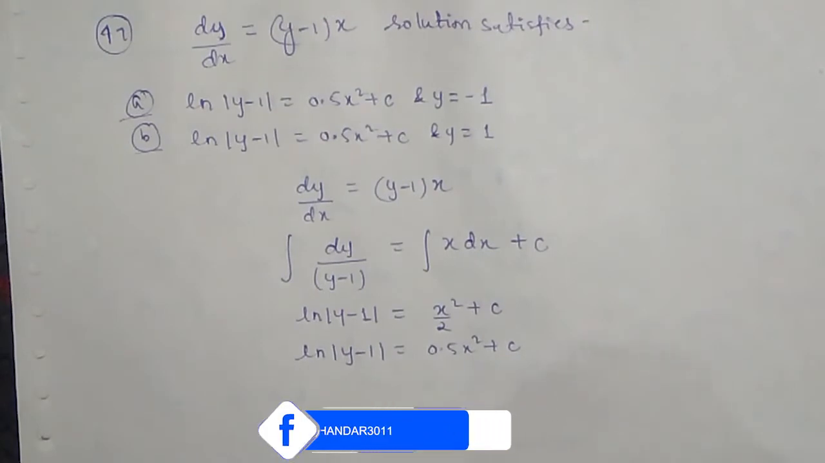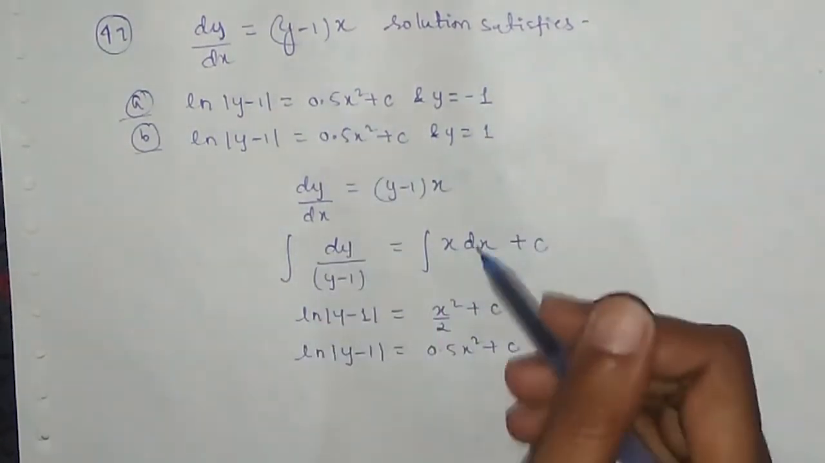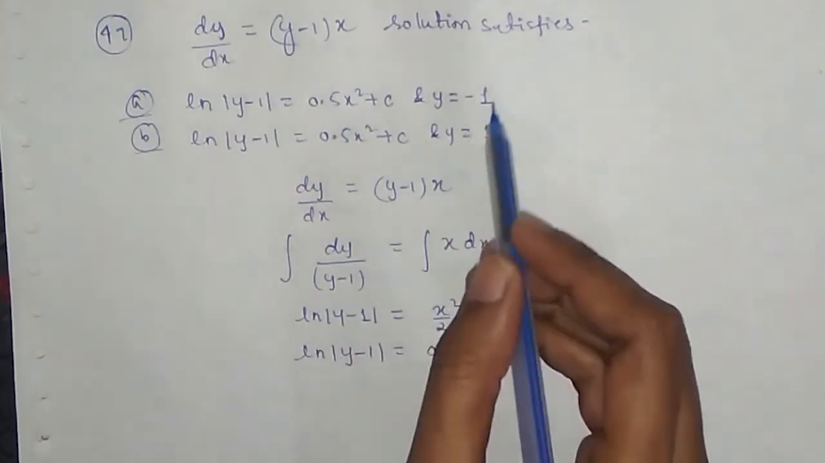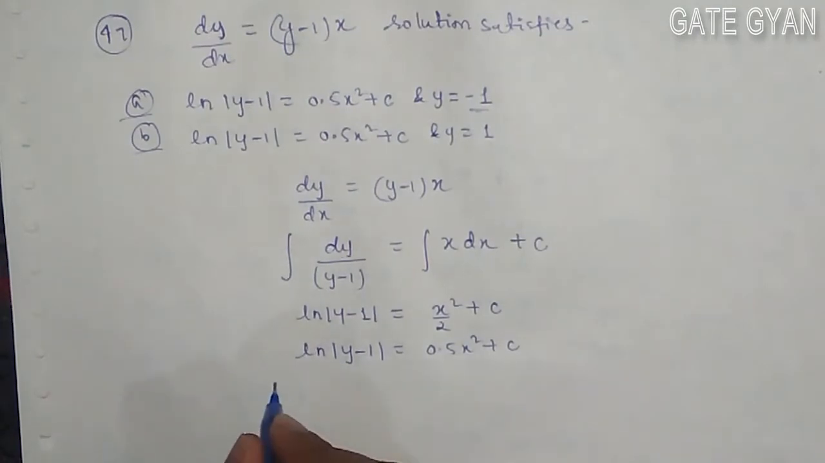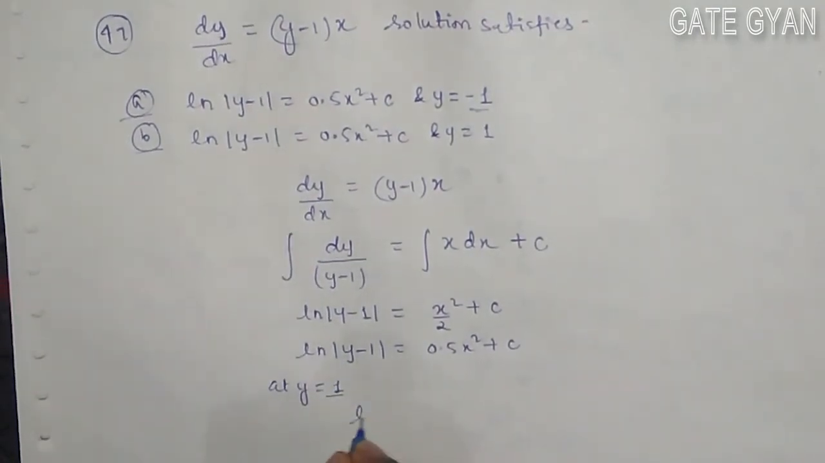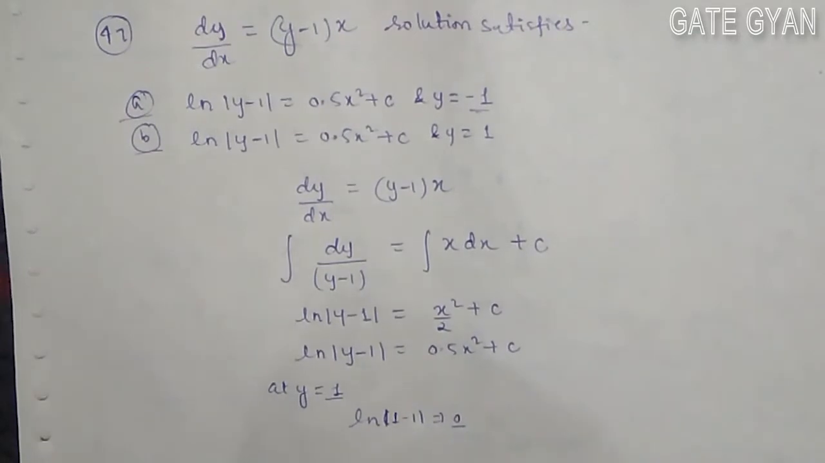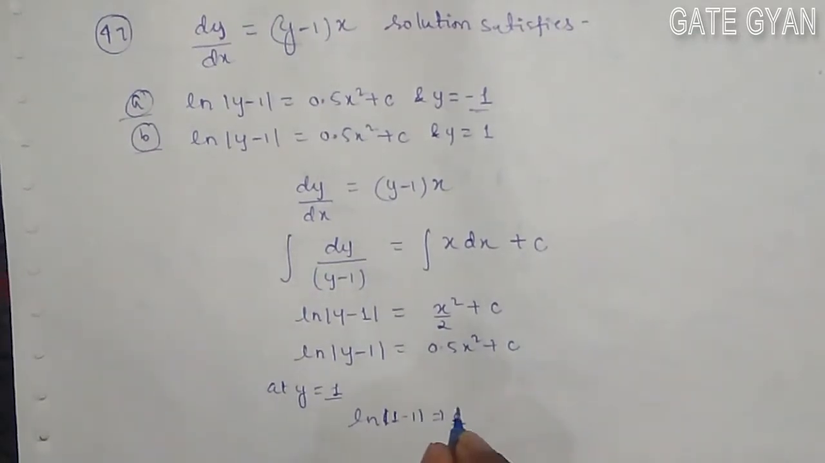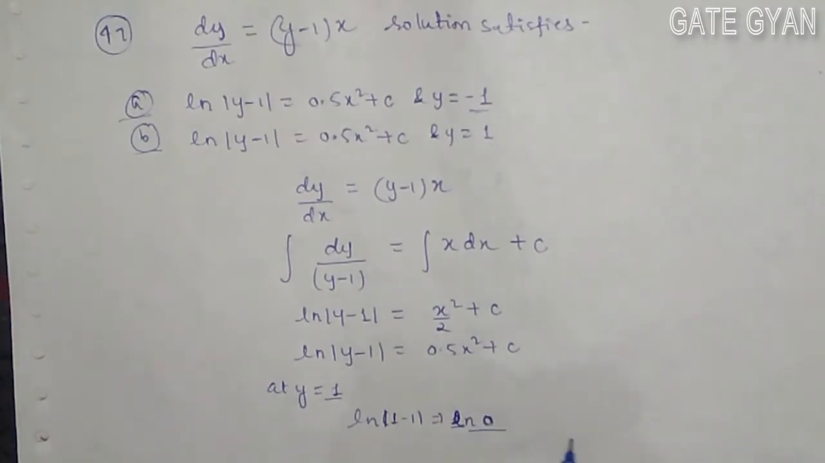So from the options we can say that these two options are going with this, but we have to check for y equals minus 1 and y equals 1. At y equals 1, this ln of mod (1 minus 1) will become ln of 0, which is not defined. So this is not going to be our option.